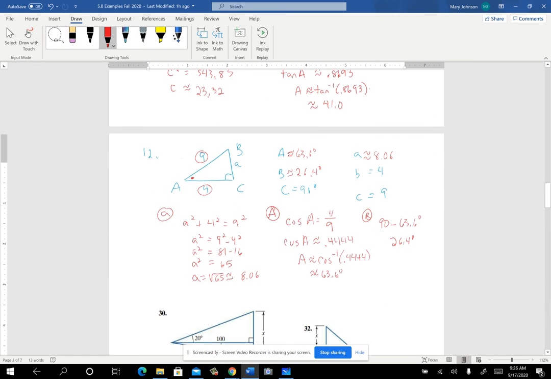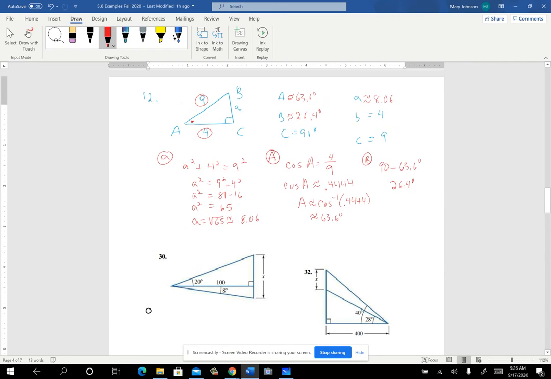And then here's number 12. I chose to find the third side. You didn't have to necessarily do that first. I could have found B first if I wanted. I would have just used sine and said sine of B is 4 over 9 and gone from there. Check your work on number 12 and make sure you've got the basics down.